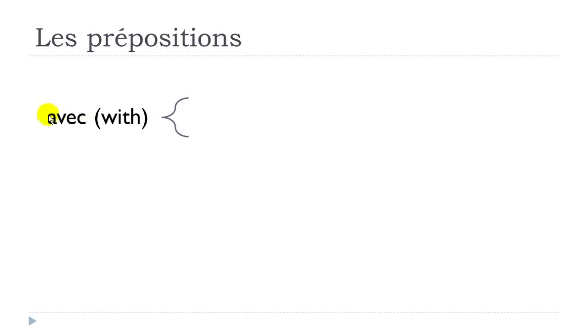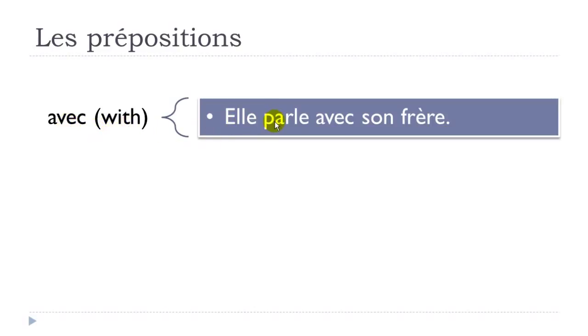Avec, so the classic one, means with. Elle parle avec son frère. Parler is to talk. Son frère, her brother. Elle parle, she talks, avec, with her brother. Son frère. Elle parle avec son frère.